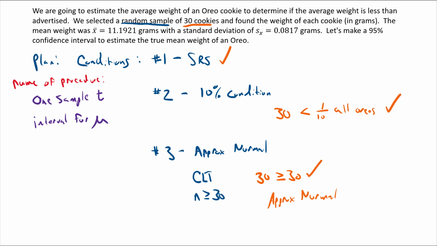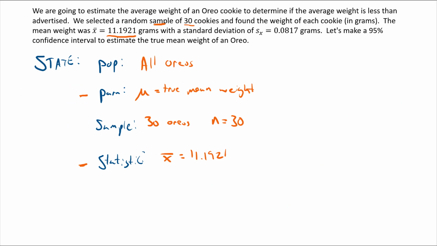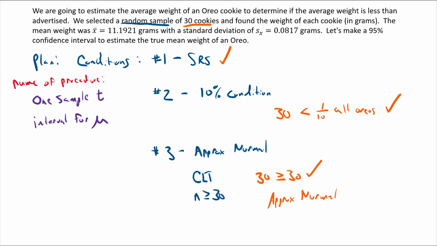So we got the state part, where we dealt with our population parameter, sample, and statistic. Our plan part, where we named the procedure, and then we did all three of our conditions. We had a simple random sample that we listed, a check mark. We had a 10% condition: we had 30, which is less than 10% of all Oreos, check. And we made sure it was approximately normal by checking the central limit theorem for the means. In other words, we had a sample size greater than or equal to 30, which made it approximately normal. We have to list all three of these conditions and name the procedure for the plan part. Once you've got that, you're good to move on with the do part, because now you've clarified that you can use the formulas I'm about to show you, and that you have an approximately normal distribution to be able to do this.